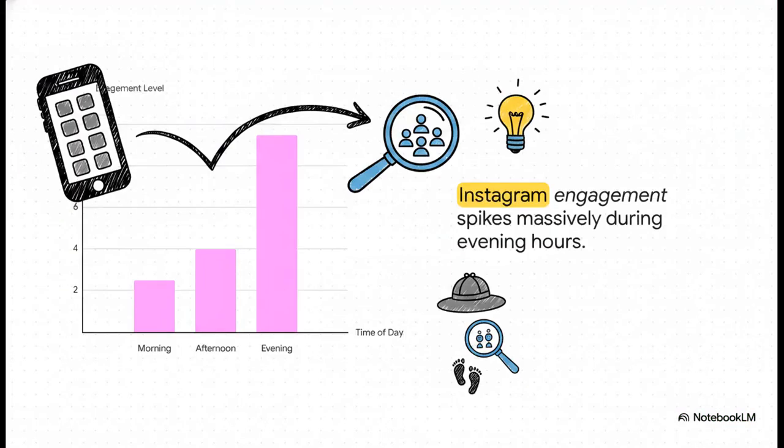This right here is the climax of our assembly line. This is where we stop organizing and we start asking questions to uncover those hidden patterns. Let's look at a practical example.